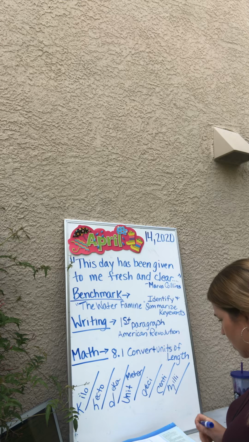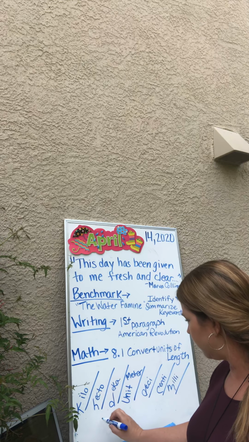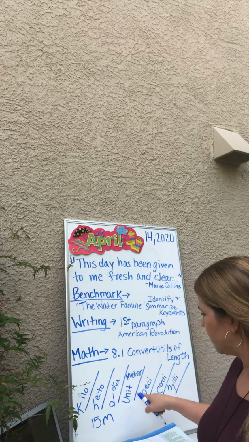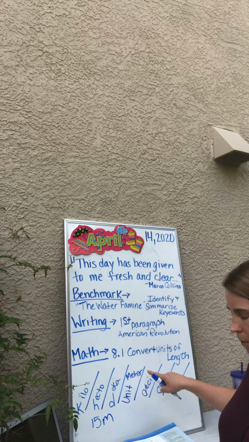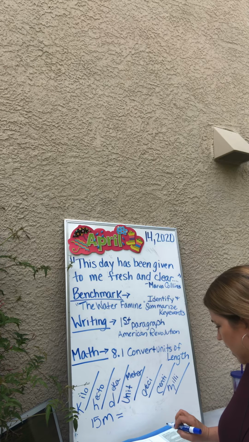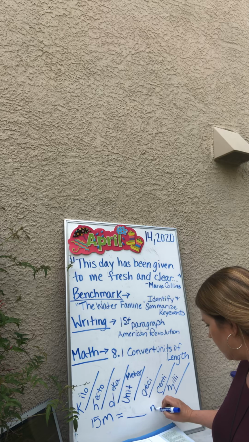Okay, so if I have something like 15 meters, that's smack dab in the middle, all right? And if I have to change that, and you'll see an equal sign, and then a line, and then millimeters.